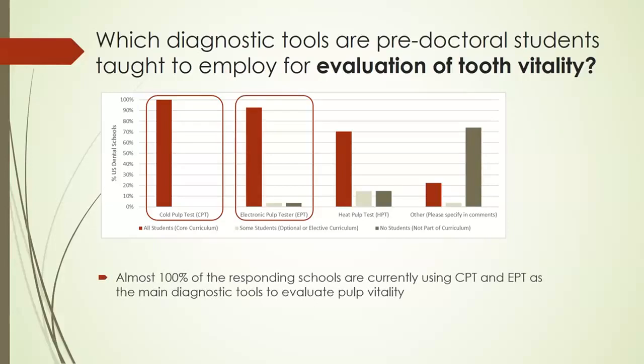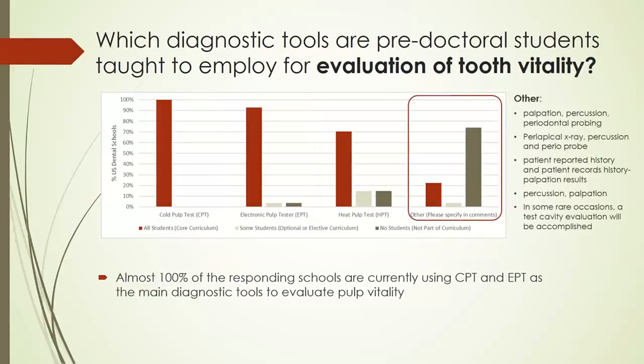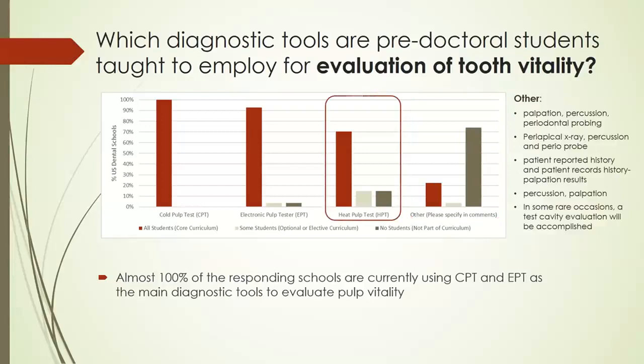The one school that reported not teaching EPT at all indicated that percussion and palpation were taught in addition to CPT. These, along with periodontal probing, were the most common supplemental diagnostic methods listed by respondents. In addition, 70% of schools teach at least some of their students to perform a heat pulp test.